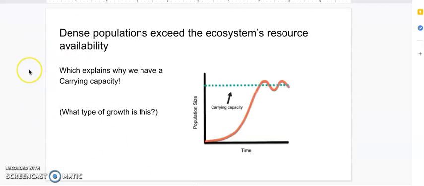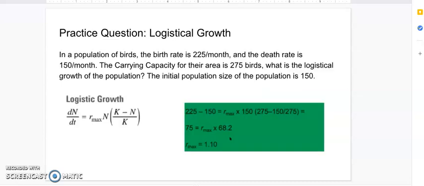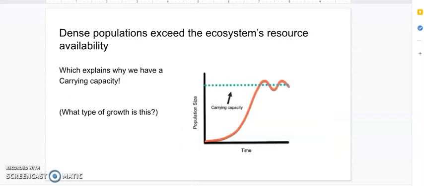When those dense populations exceed the ecosystem's resource availability, that's where we get that logistical growth value, right? It reaches a point and then we see it kind of leveling off at the top there because it can't support too much more. So density is why we have this. It can't be too dense, otherwise we're going to see the death rate start to increase because of that lack of resources.